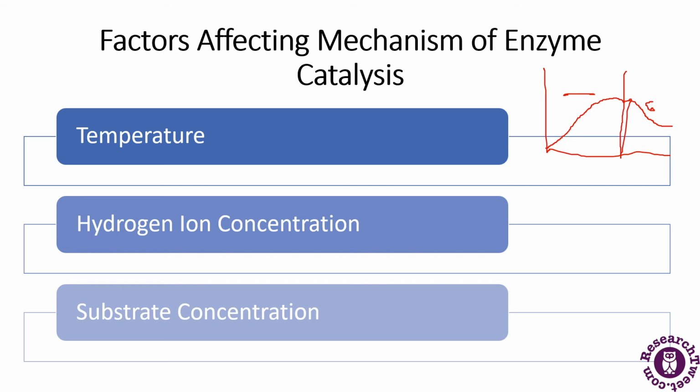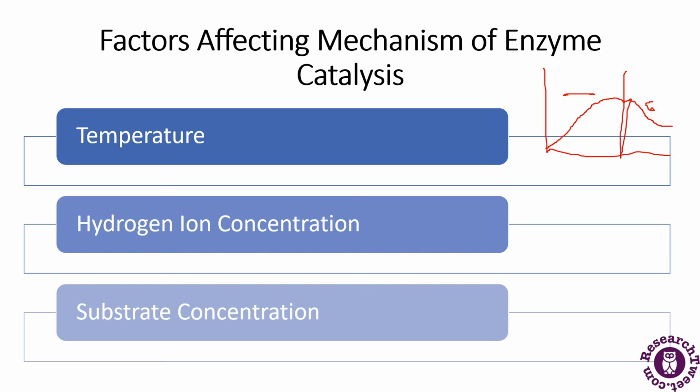Now hydrogen ion concentration. As there is an optimum temperature required for the enzyme to function, there is also an optimum pH which is required. Any fall or rise in pH reduces the activity of the enzyme. Some enzymes show good catalytic activity in acidic medium, while some show it in alkaline medium. Every enzyme has an optimum pH where its activity is maximum.